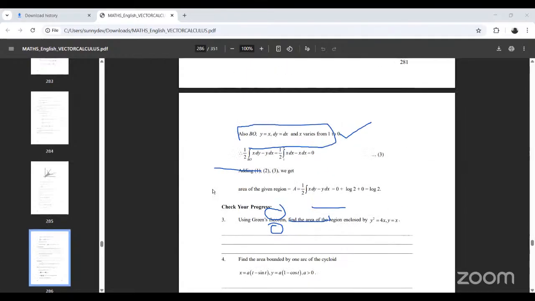Also along PB, y equals x and dy equals dx, and x varies from 1 to 0. So this is x dx minus x dx, which is 0. From these 3 paths we can say the total is 0 plus log 2 plus 0. So this is log 2.